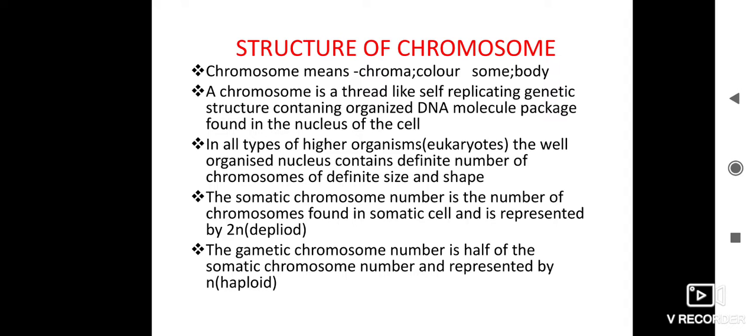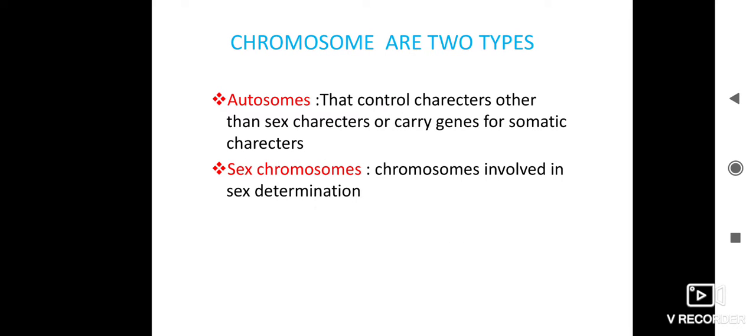The somatic chromosome number is the number of chromosomes found in a somatic cell and is represented by 2n. The gametic chromosome number is half of the somatic chromosome number and is represented by n, haploid. Chromosomes are of two types, autosomes and sex chromosomes. Autosomes control characters other than sex characters, or carry genes for somatic characters.